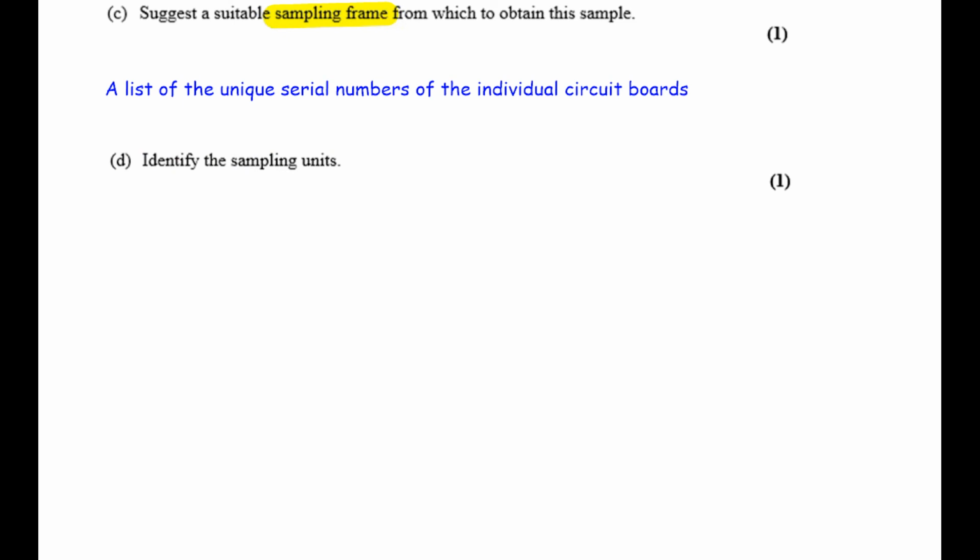Well, I did actually mention it in the previous part of the question, but just to be specific in responding to the examiner's question, once again, the sampling units are the individual circuit boards.